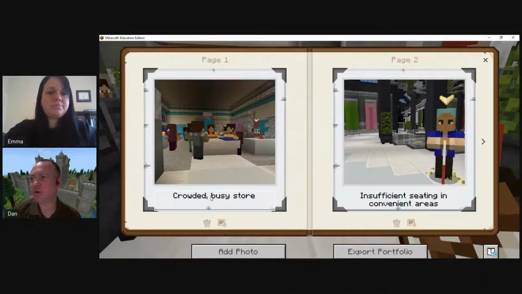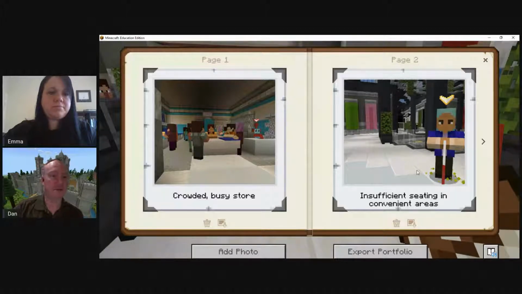So we also had a crowded, busy store. The character here was feeling a little overwhelmed having to go in here. And we also had insufficient seating in convenient areas, which I mentioned before as well. Our character here has fibromyalgia, and they need to take frequent rests. And this mall does not have seating anywhere where you can do that. I think those were the last two.